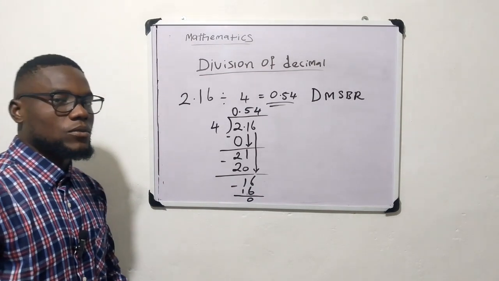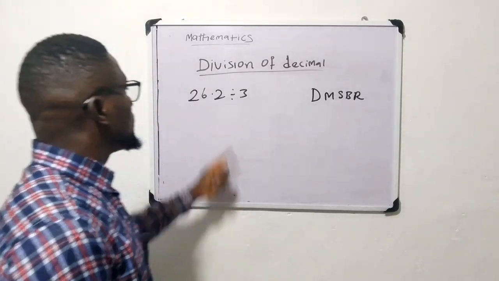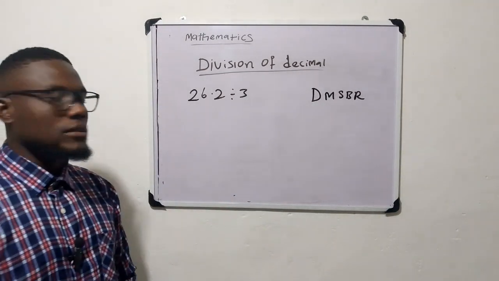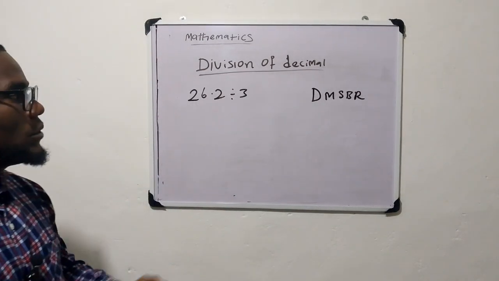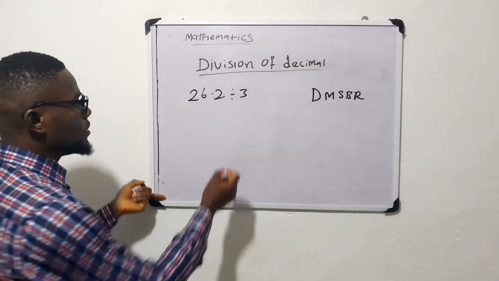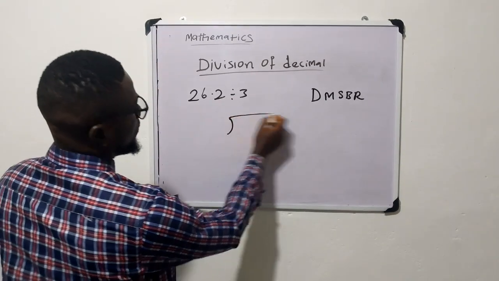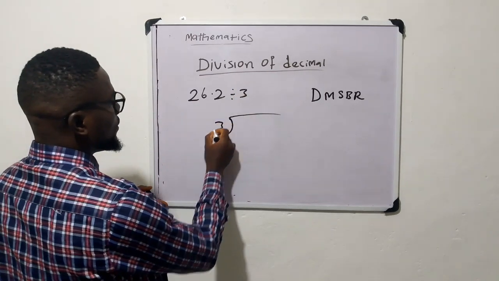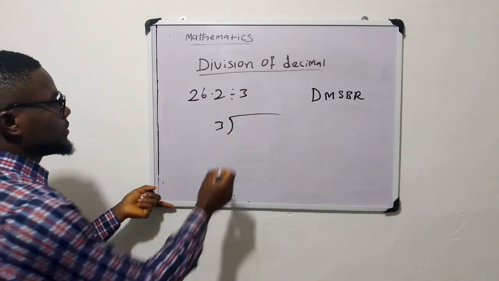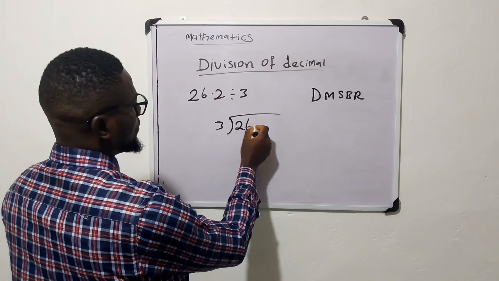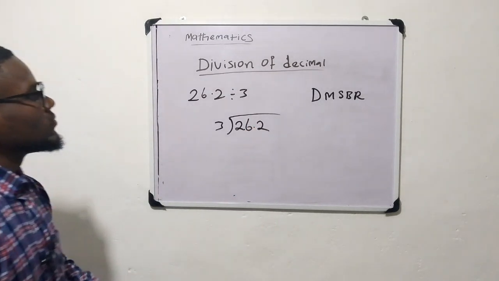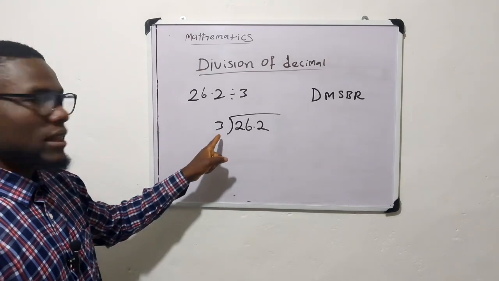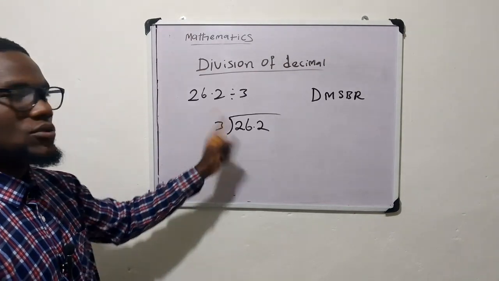Let's take a look at another question now. Okay, this is another question we have. Remember, we are dividing decimal by whole number. Now, what are we going to do first? We introduce the long division symbol. Now you write the divisor part here, then the dividend part inside. So what are we going to do now? Okay, we are asked to divide 26 by 3. That is to say, how many 3 are in 26?